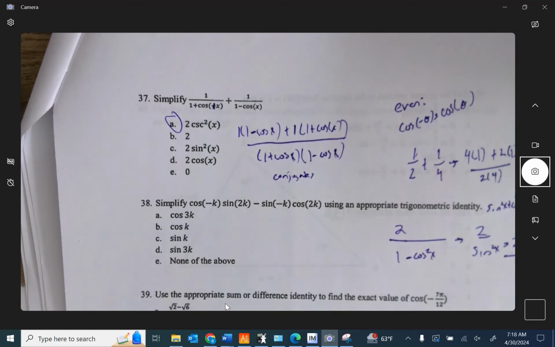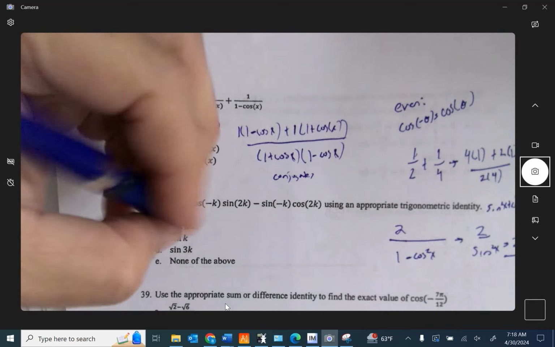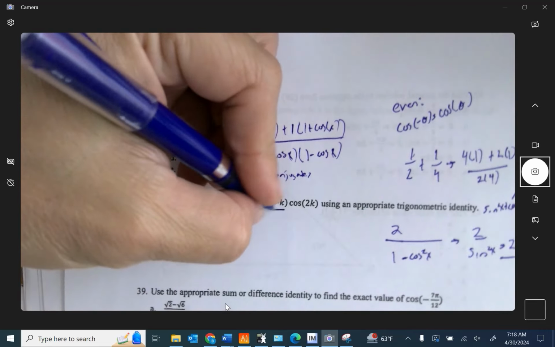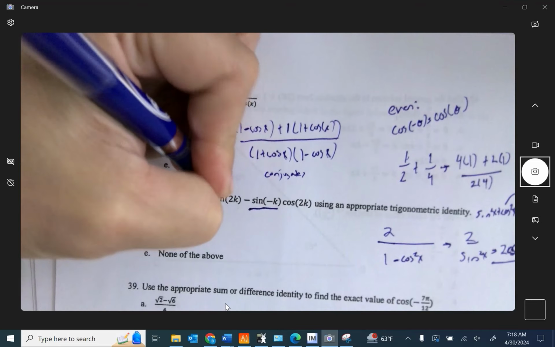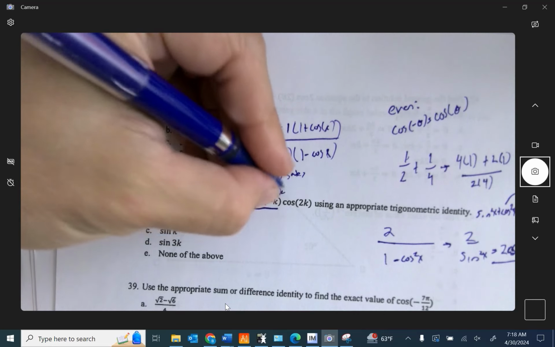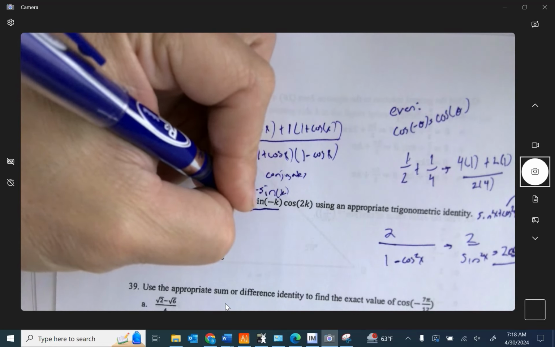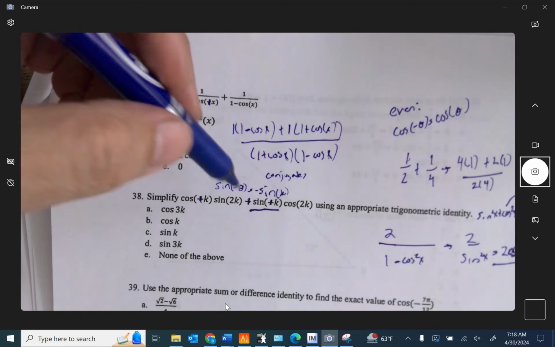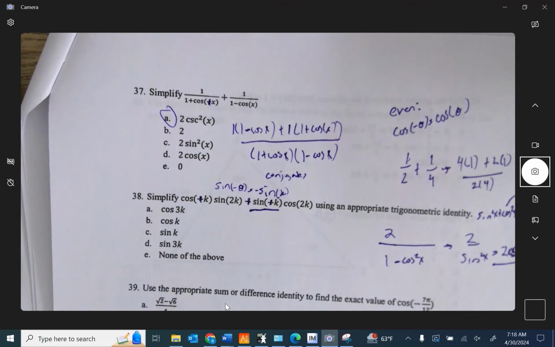Simplify the cosine of negative k times the sine of 2k minus the sine of negative k times cosine of 2k. So I'm going to make this positive because I can. And I'm going to use the identity here that lets me say that the sine of a negative angle is the negative sine of a positive angle. So this is just going to become plus sine of k. And we have cosine sine plus sine cosine.